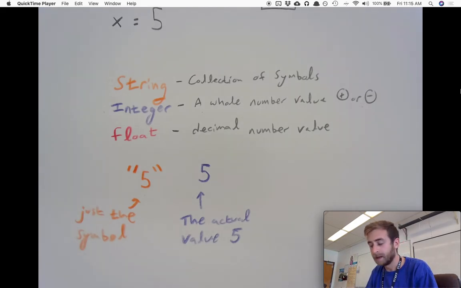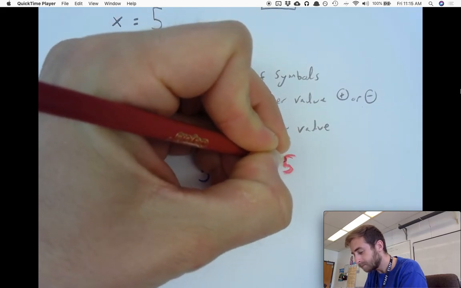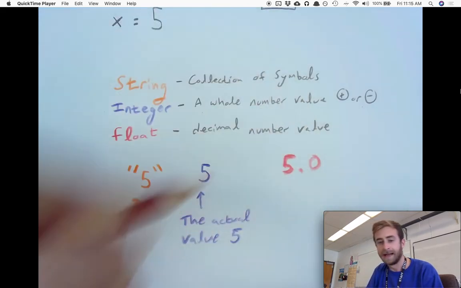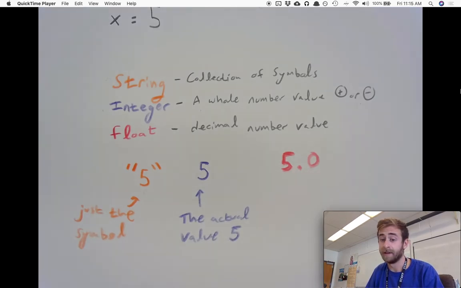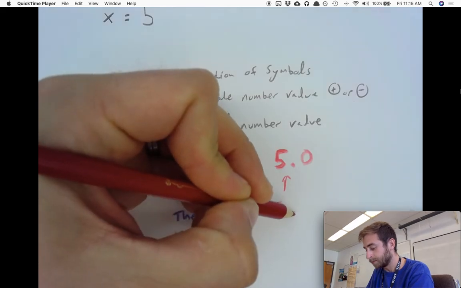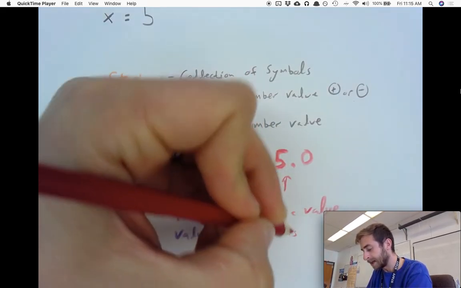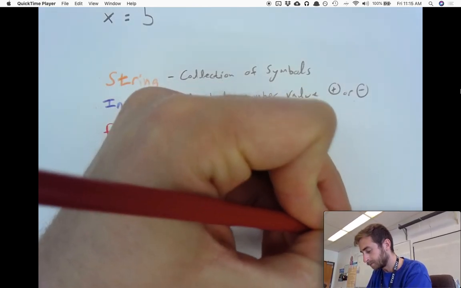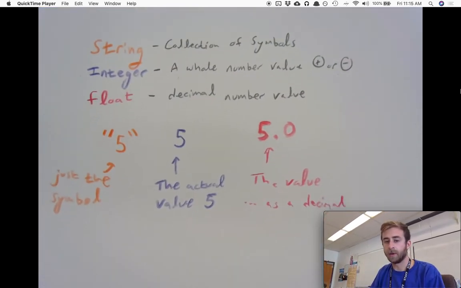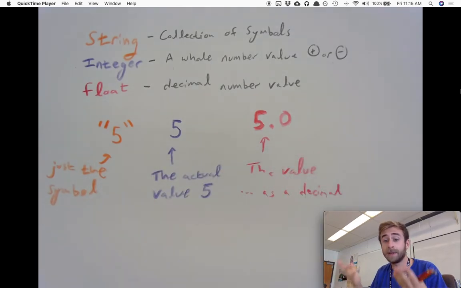And then finally, the only other thing is a float. A float can hold the number 5, but it's always going to hold it as a decimal number. So it'll hold it as 5.0. So it's the actual value as a decimal. I hope that sort of makes sense. Now, something like 5 can be stored as a string and as an integer and as a float.